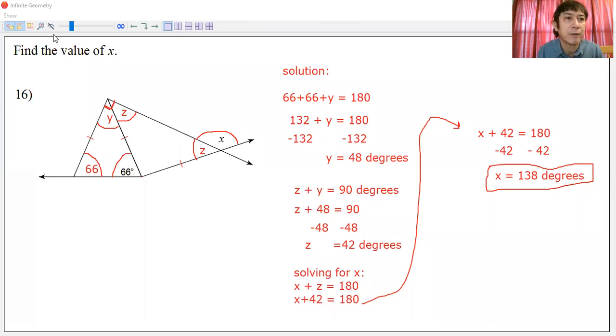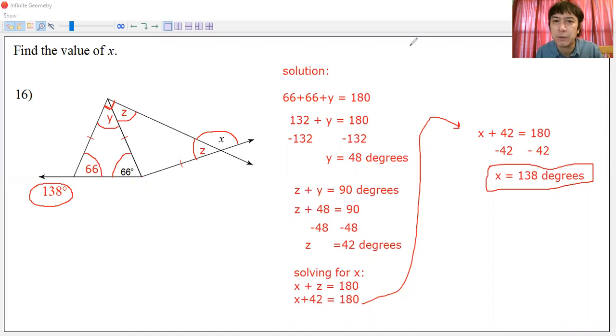We can verify that. You can check below the diagram. There, it's 138. All right, there's the answer. It's indicated by the computer. That's 138 over here. All right, that goes to our number 16.